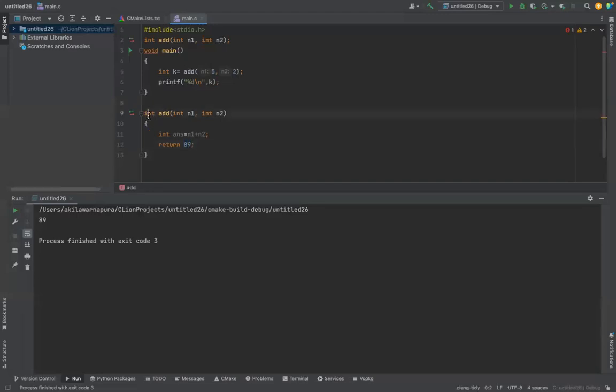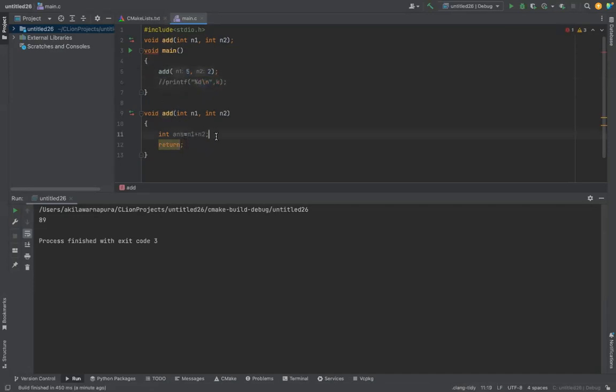Suppose that the return type is void. Void means it does not return anything. Then here also void, and you can just use return. That means this function takes the input values but does not return anything. It will be executed but does not return anything. Therefore, the k variable, you cannot get anything because the add function does not return anything. You can just call the add function but cannot get anything back.